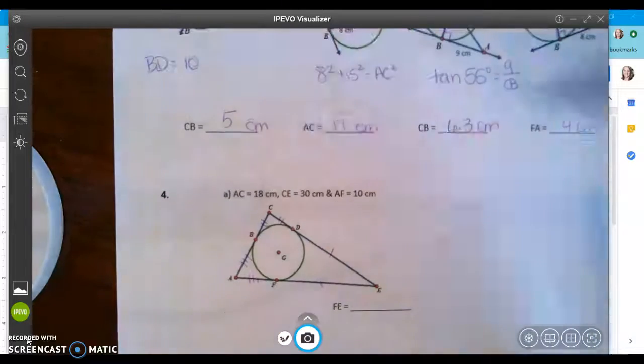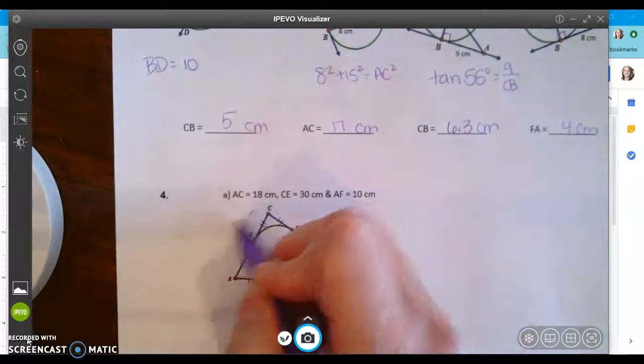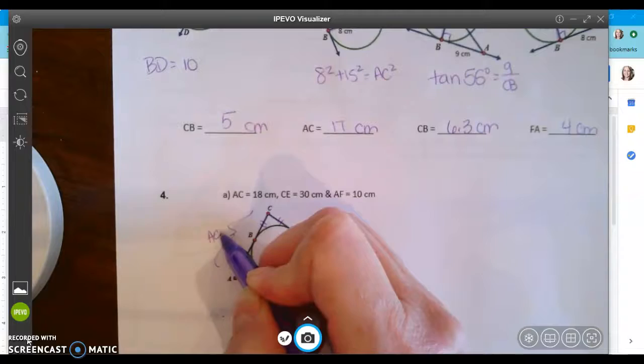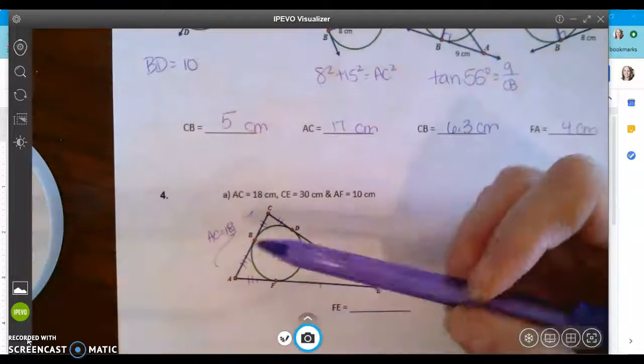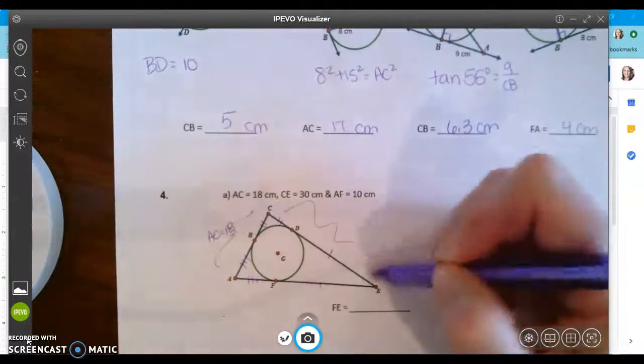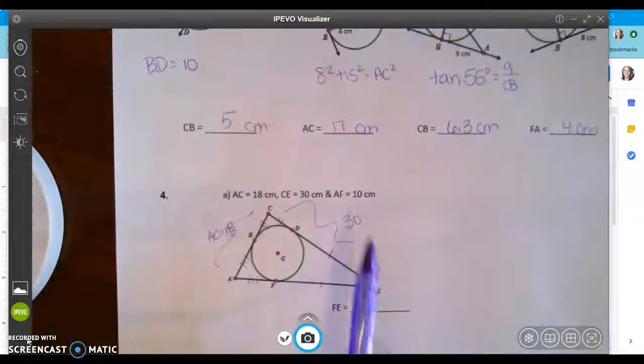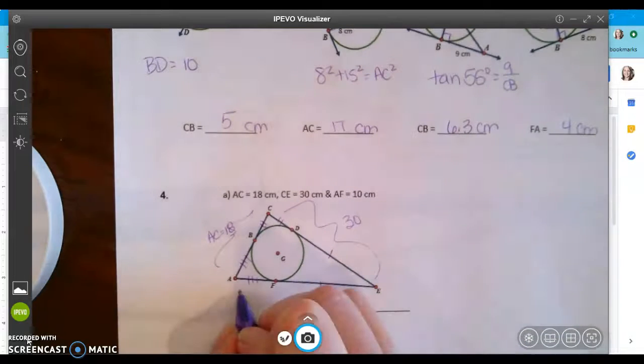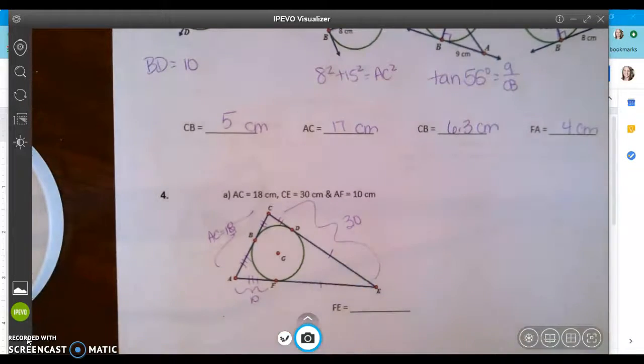Let's see how we can use it. It's telling me AC is 18. Yeah, AC is 18. Very good. CE is 30. And AF is 10. Well, AF is the only small piece they've given us. They've told us this is 10.